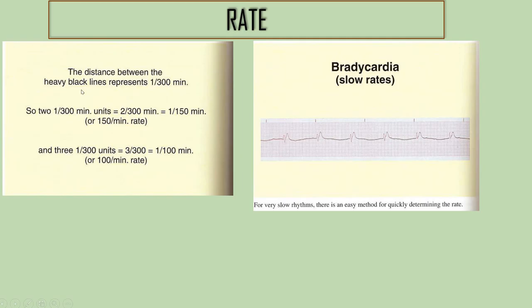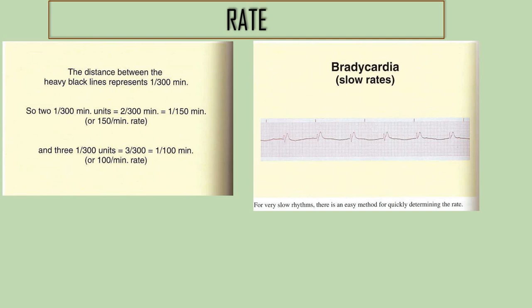The distance between the heavy black lines represents 1/300 minute. So two 1/300 minute units equal 2/300 minute, equal 1/150 minute, or a 150 per minute rate. Three 1/300 units equal 3/300, equal 1/100 minute.